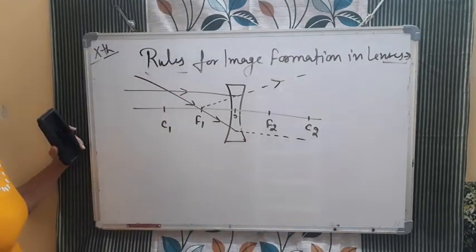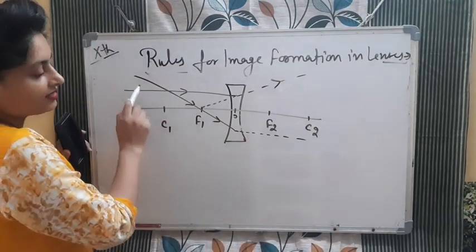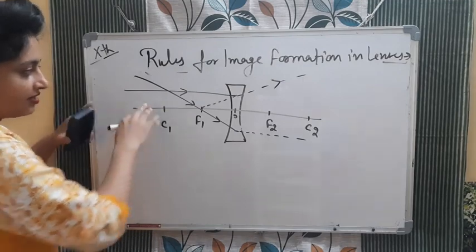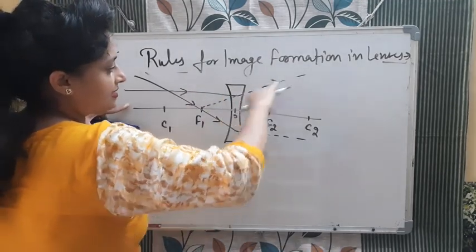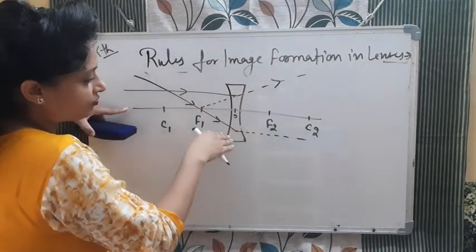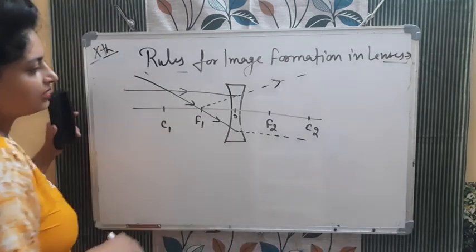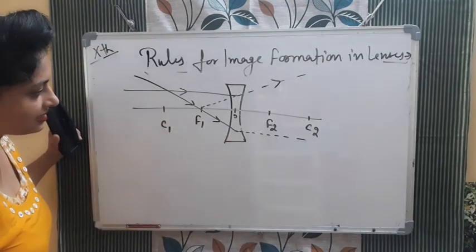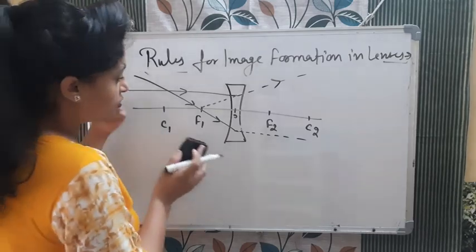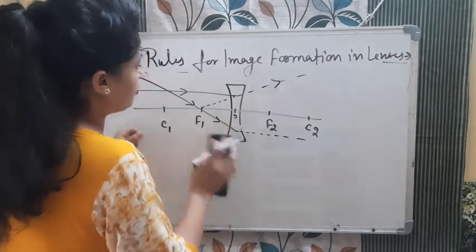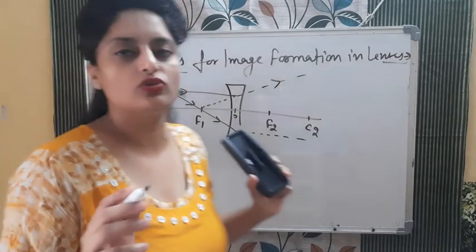In this case, see, what is happening? If the ray is coming parallel to the principal axis, it will diverge like this. If it is coming through the focus, then again it will be parallel to the principal axis. Or we can say it seems to come through the focus and then also. Okay, so see, first you understood these rules.